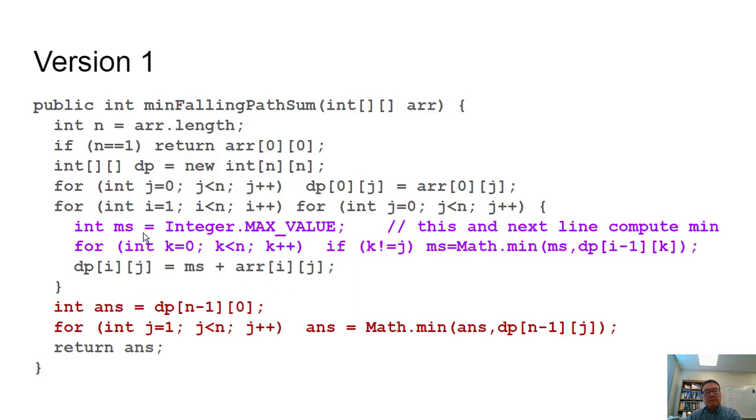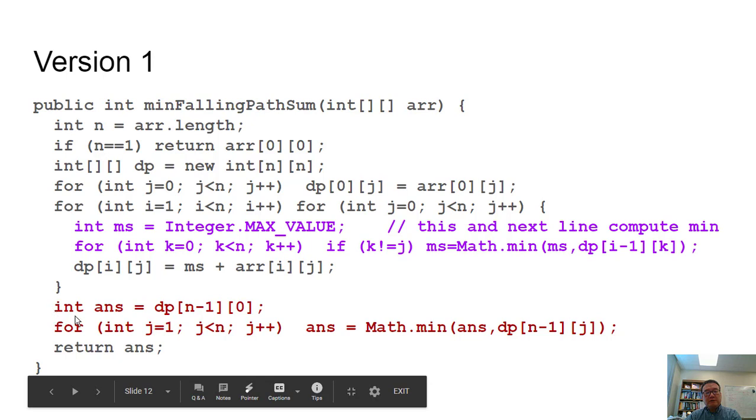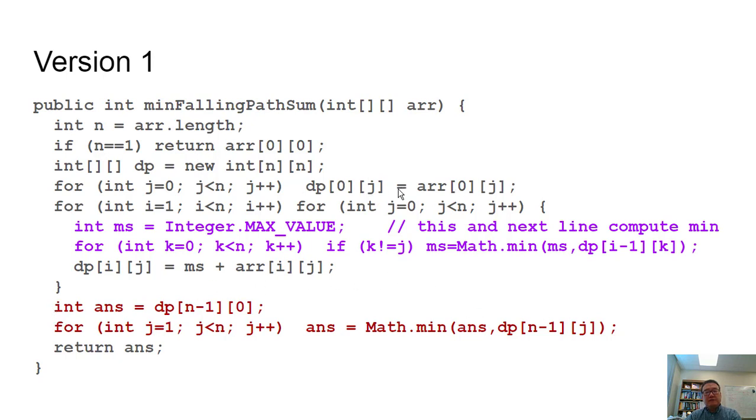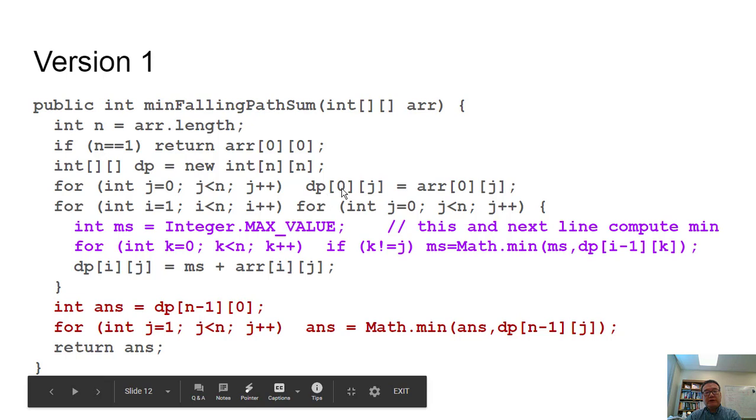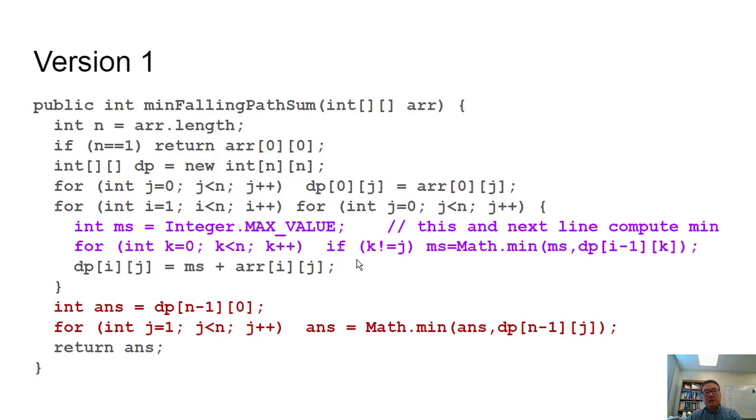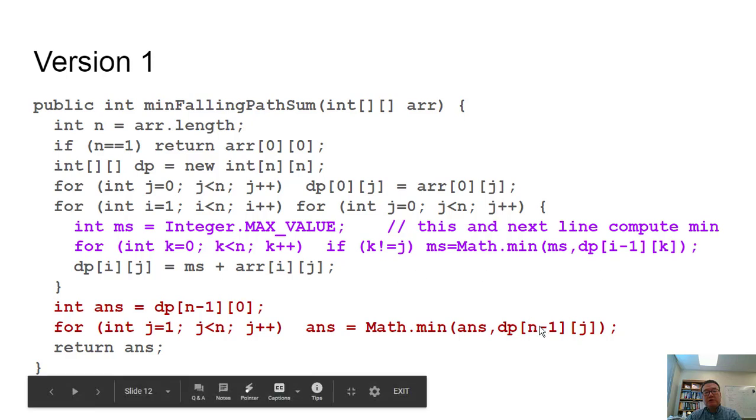Another thing that's interesting about this problem is, given we define dp[i][j] this way, to find the final answer we cannot just look at one cell. The final answer will be the minimum value among the last row. So among all the dp[n-1][j]'s, I want to find the minimum value. That's what these two lines do.